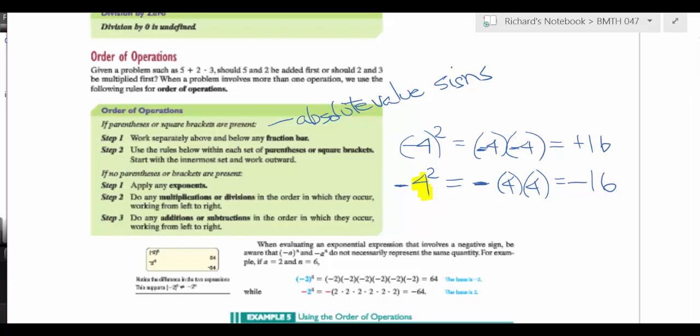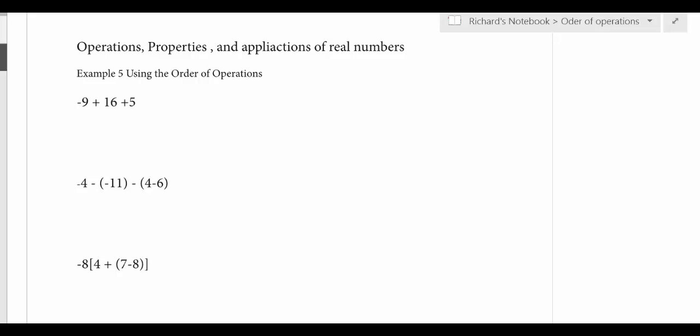So, using the order of operations, let's get some practice. All right, example 5, using the order of operations. So, suppose you have negative 9 plus 16 plus 5. Well, I could say, okay, I'm going to add these two together to start with. So this would be equal to, well, negative 9 plus 16 is 7. 7 plus 5 is 12.